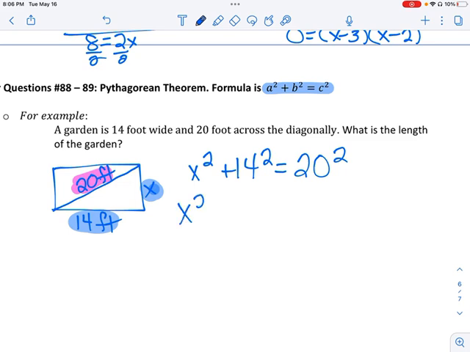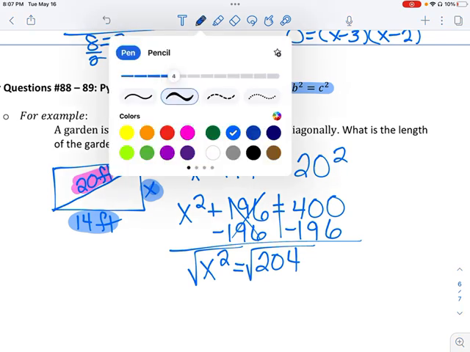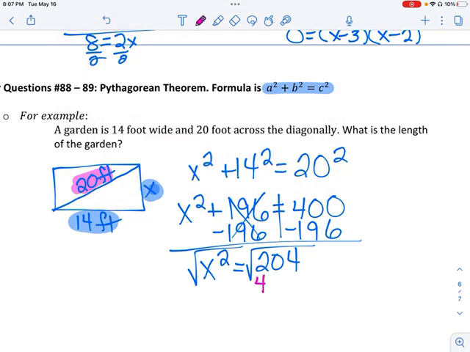Now we square those, so 14 squared is 196, 20 squared is 400. I'm going to take that and I'm going to minus 196 from both sides. So that would leave me x squared is equal to 204. So if I look at that, I take the square root of that. And now I'm simply going to ask myself, are there any perfect square factors that go into 204? And the answer would be yes. It is 4 times 51.